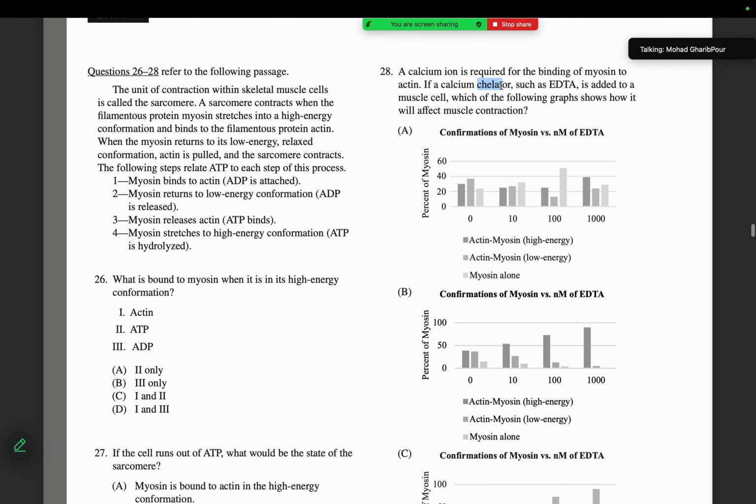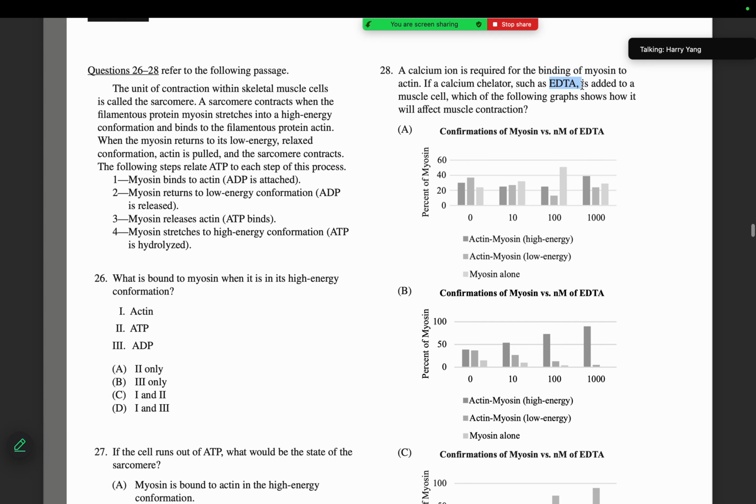But the definition is it's a substance that basically binds calcium. Okay? So if a chelator, such as EDTA, binds calcium, then the calcium is not present for the binding of myosin to actin. So you're going to expect no binding of myosin to actin with high EDTA levels. Make sense? Yeah. Okay.